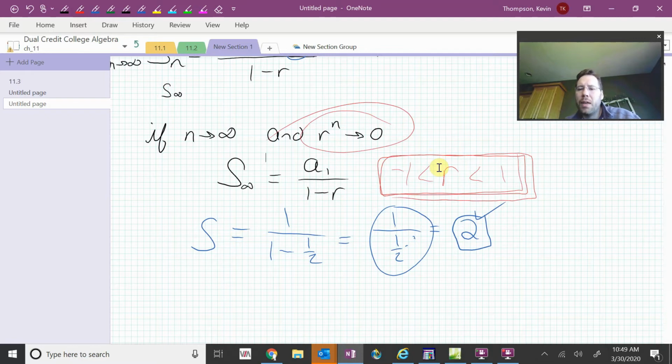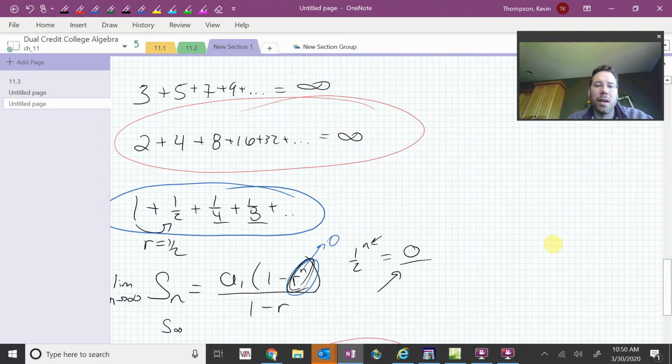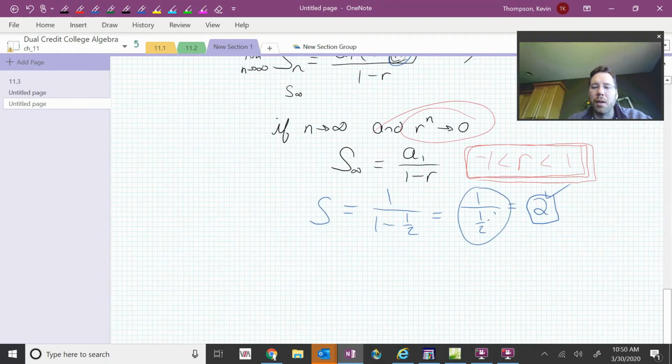Think about even if I would take a number like 0.98. If I keep taking 98% of a number, so think of 1, I'm going to take 98% of it, 0.98, then 98% of that, again and again. That gets smaller. If my number is bigger than 1, it gets bigger. So bigger is a problem because that would be like this scenario of 2 plus 4 plus 8 plus 16 plus 32 dot dot dot, and that's going to be infinity.